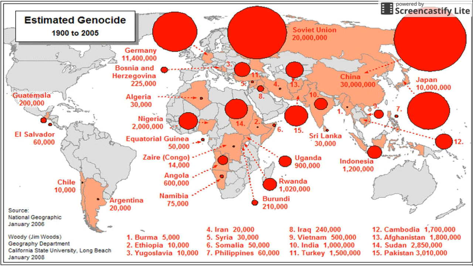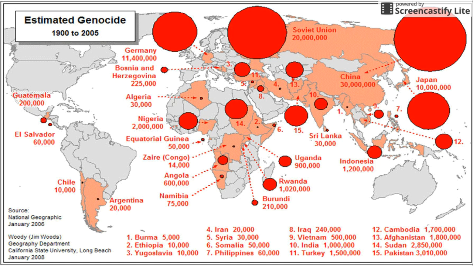This is a map that was created in 2006. You can see it is from National Geographic, so we know that it is a credible resource. It shows estimated genocides from 1900 to 2005, and you can see it is coded with small red circles representing small numbers of individuals killed in that particular country, versus the much larger red circles, which indicate very big numbers during the time of the genocide.